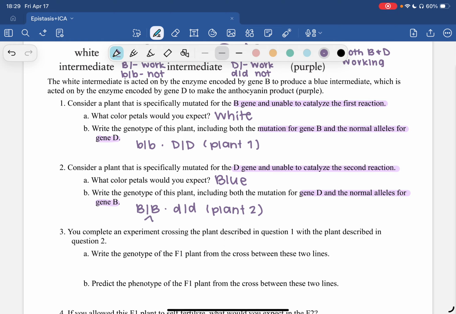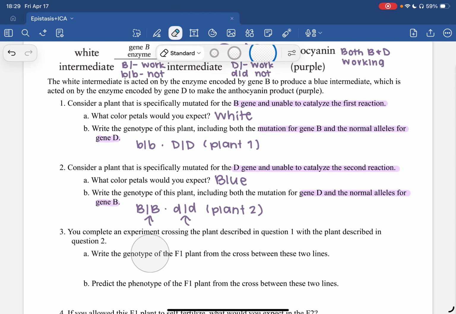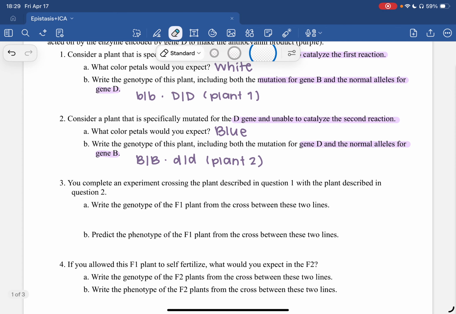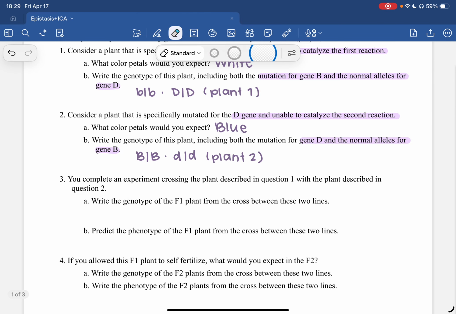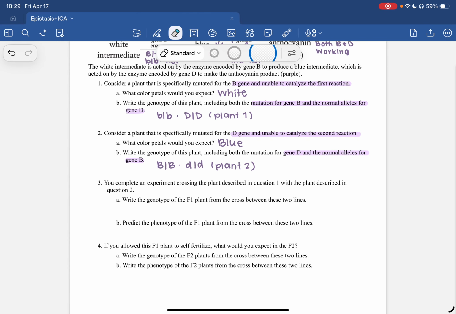Remember, this represents a functional copy that's working, can be catalyzed. This represents a non-functional copy, cannot catalyze it, which means it does not work, does not produce the next color. Okay, question number 3, you complete an experiment crossing the plants described in question 1 with the plant described in question number 2. So just the two individuals that we just found out. Write the genotype for F1 plant from the cross between these two lines.